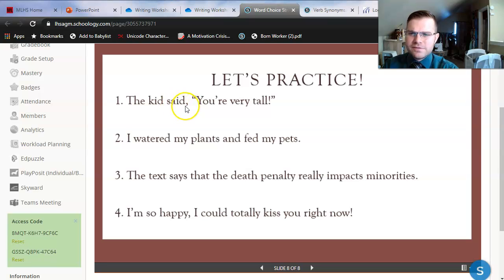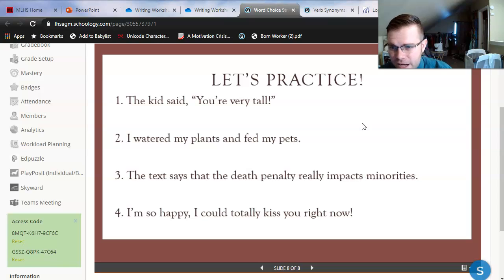Let's say, instead of said, let's come up with a better verb. The toddler exclaimed. Maybe the toddler's excited, or the toddler shouted. You're very tall. Let's get rid of very tall and say, maybe gigantic. The toddler exclaimed, "You're gigantic." That's a much better sentence than the kid said, "You're very tall."